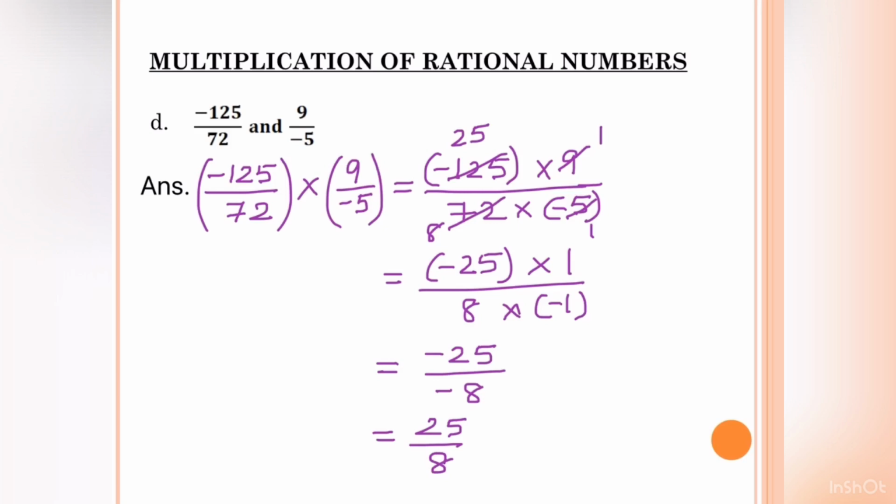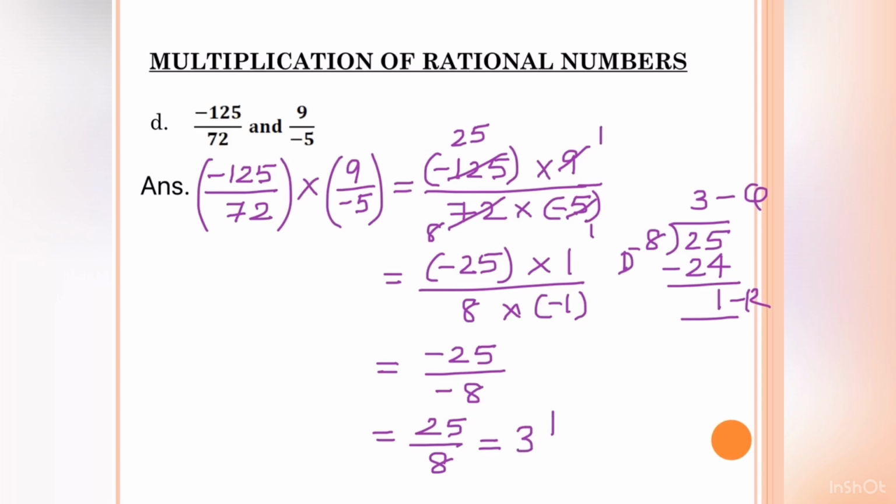Since it is in improper form, let's convert it into mixed form. So we divide 25 by 8. 8 times 3 gives 24. The remainder is 1. So we can write it in the form of Q R by D. So this is equal to Q, that is 3, R, that is 1, and D is 8. So 3 1 by 8 is the answer.